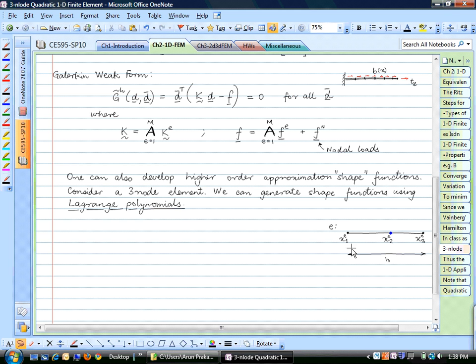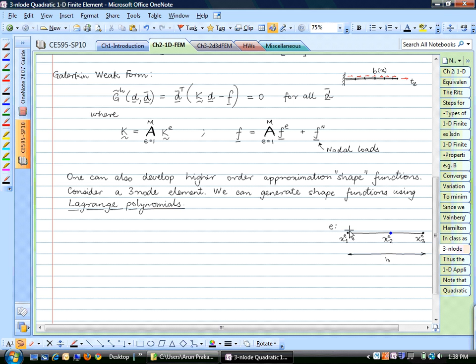Since we have 3 degrees of freedom per element, we can approximate all the way up to quadratic solutions within the element. One way to generate these shape functions is called the Lagrange interpolating polynomials. Let's take a look at what would be the first polynomial. We know that we want our first function to be 1 at node 1.